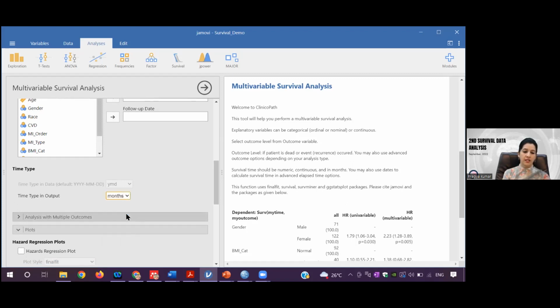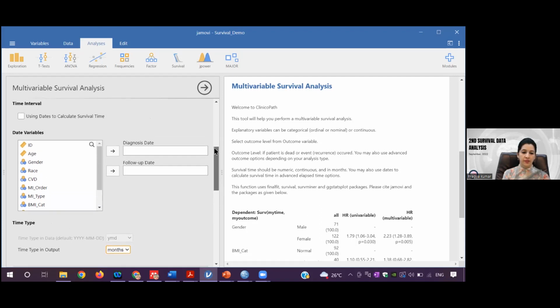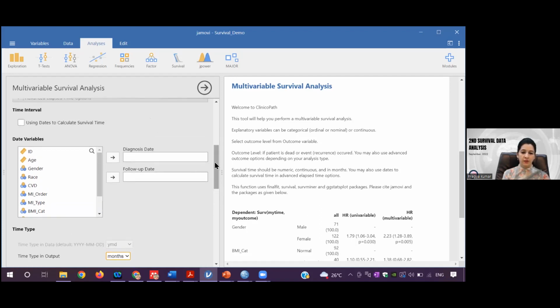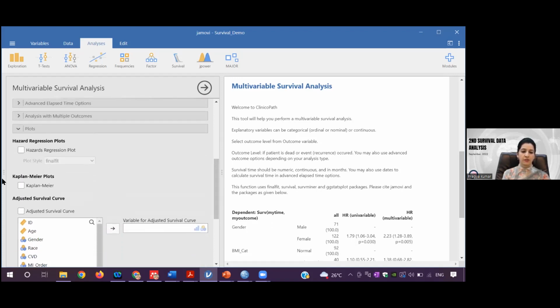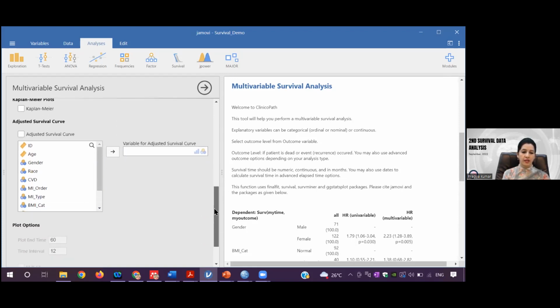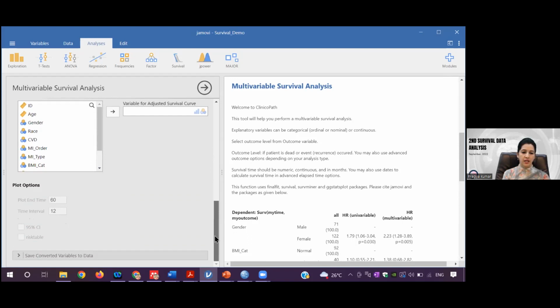You can change that. I'm just keeping it by default, months, now. So again, I will close this window and I'll go to this hazard regression plot. So you can have this hazard regression plot. And this adjusted survival, I'm not going to plot, you can see change.